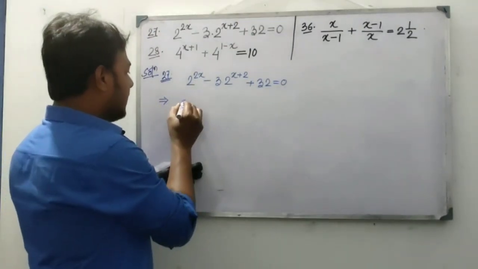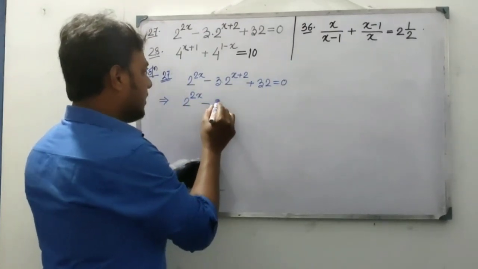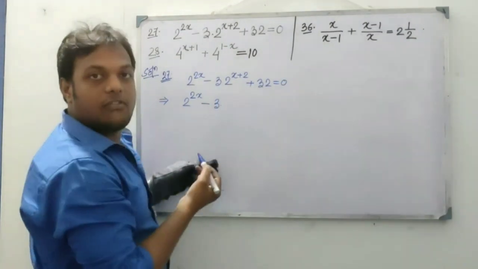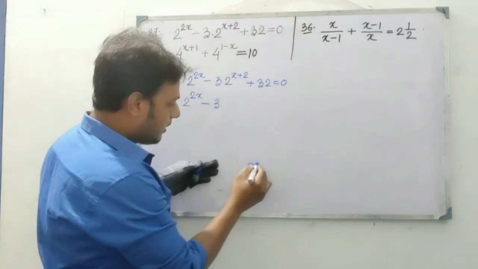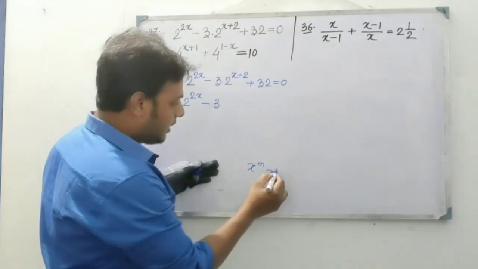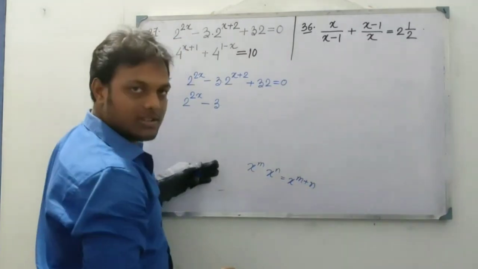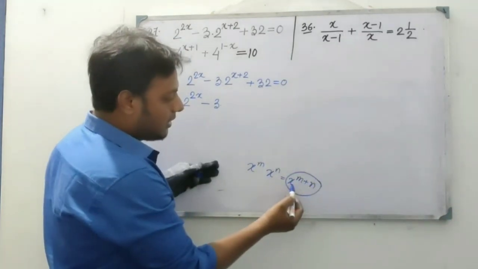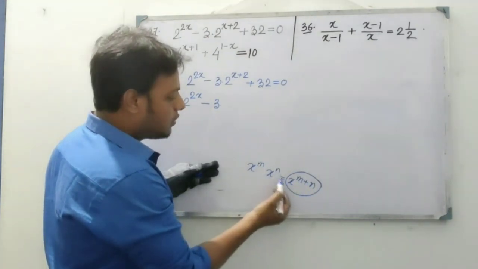Okay, it can be written as 2 to the power 2x minus 3 into 2 to the power x plus 2 by the rule of exponent. You know that x to the power m into x to the power n equals x to the power m plus n. We have memorized it in class 8. So in the place of x to the power m plus n, we can write x to the power m into x to the power n.